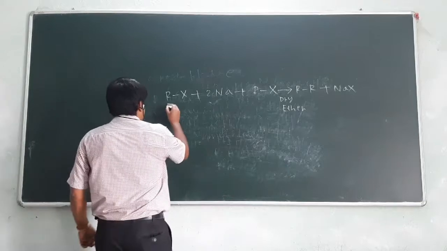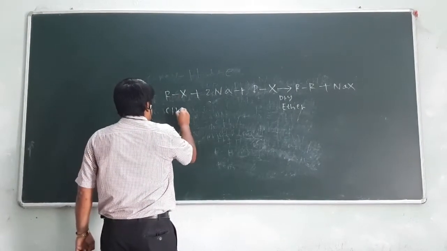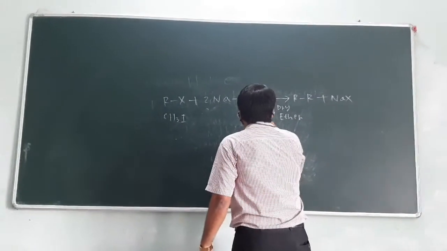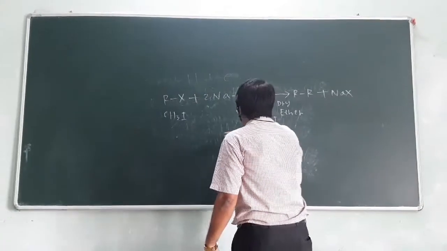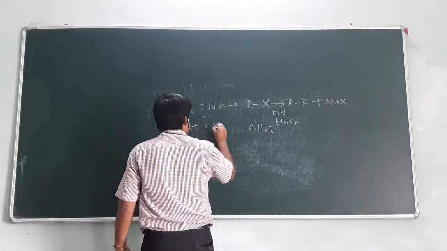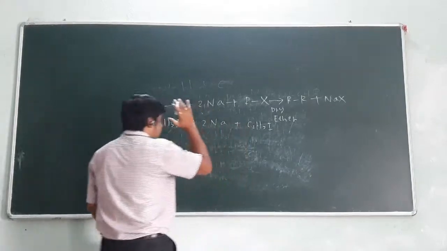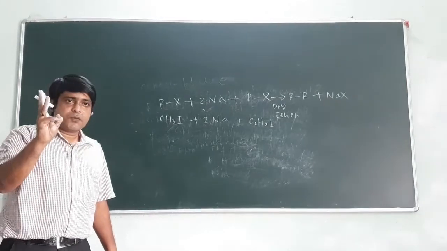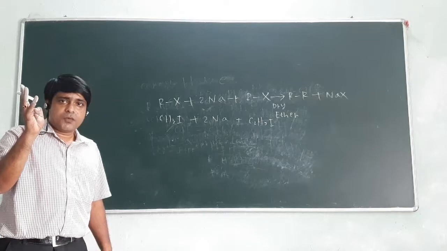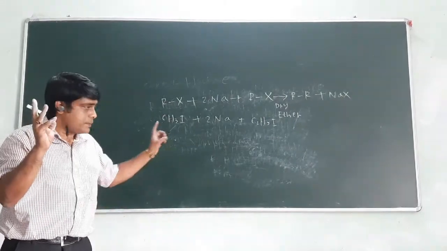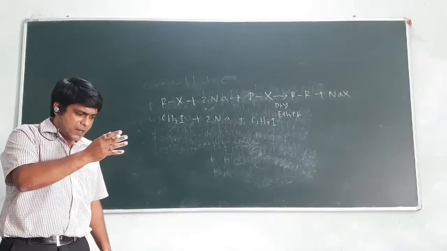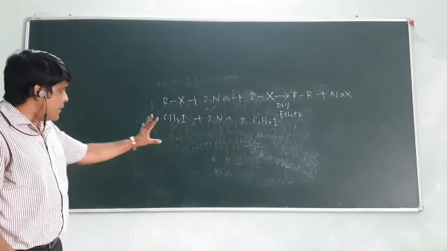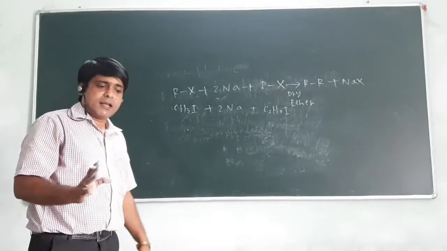Suppose here I am taking methyl iodide, and here I am taking ethyl iodide along with the sodium. What will be our end product? A combination of three products can be formed. What are the products? One is propane, one is ethane, and another is normal butane. In my first video I already told you the difference between isobutane, neobutane and normal butane. So a combination of normal butane, propane and ethane is produced here.